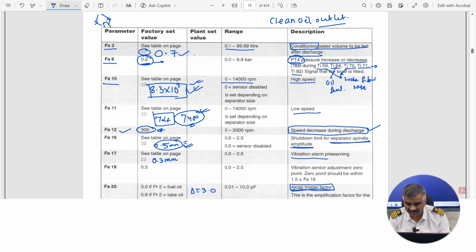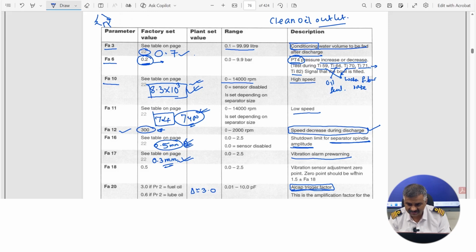Vibration alarm pre-warning is given at 0.3 mm. Okay, 0.5 is the maximum, the purifier will shut down at 0.5. At 0.3 it will give an alarm. 0.3 mm is too much vibration, so 0.3 will give an alarm.